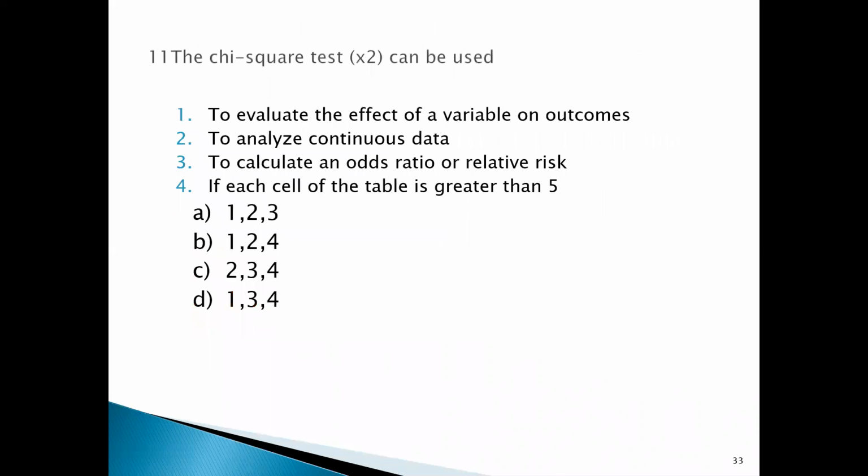Okay, number 11, the chi-square test, or in parentheses, this is how you'll see it expressed in a research paper, X2, can be used: 1, to evaluate the effect of a variable on outcomes, 2, to analyze continuous data, 3, to calculate an odds ratio or relative risk, 4, if each cell of the table is greater than 5. So all but one of these is correct.